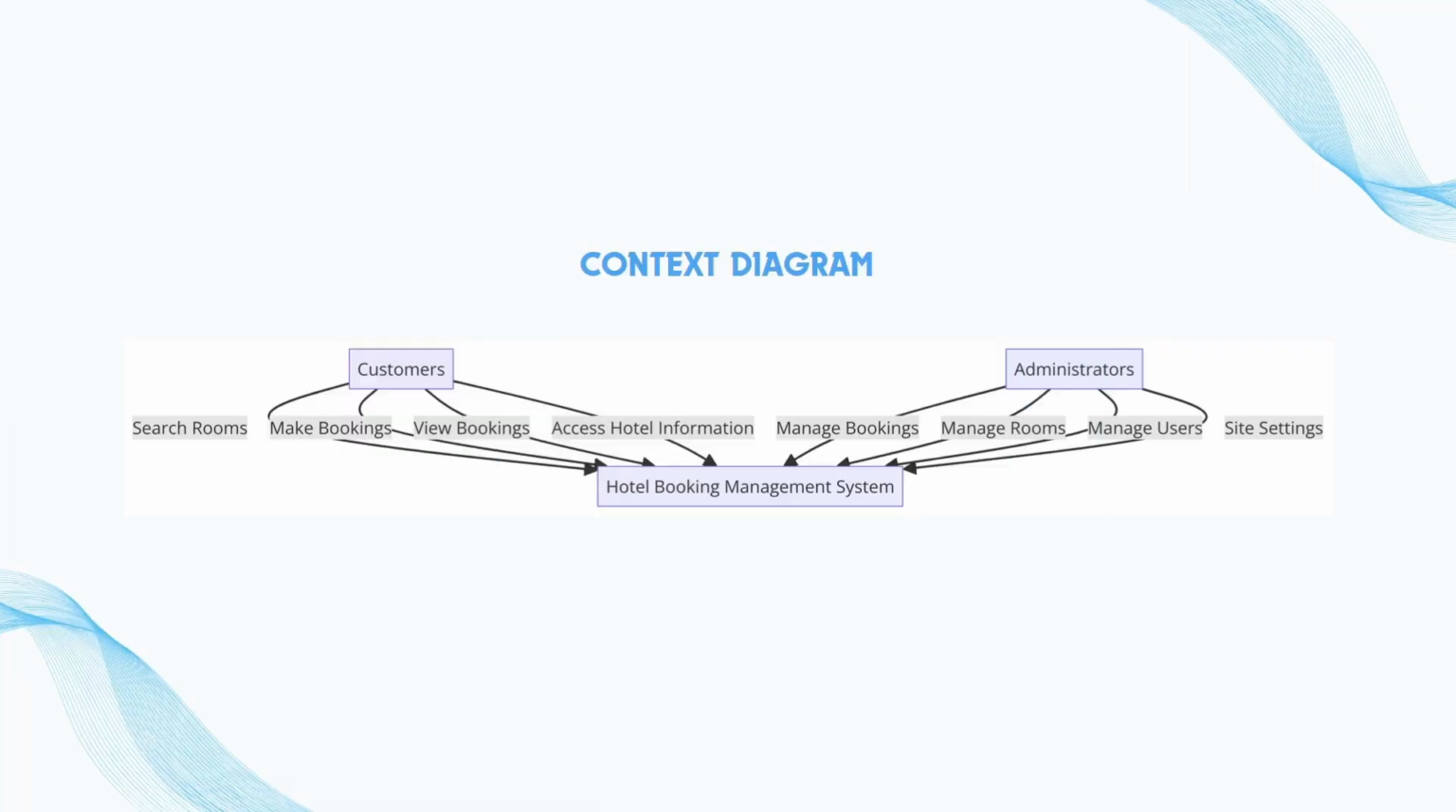So here we have the context diagram for our hotel booking management system. So this diagram illustrates how the system interacts with external entities, namely customers and administrators. So customers can perform various actions such as searching for rooms, making bookings, viewing their bookings, and accessing the hotel information. Administrators can manage bookings, rooms, users, and site settings. So the arrows represent the flow of information between these entities and the system, showing how data is exchanged and managed within the application.